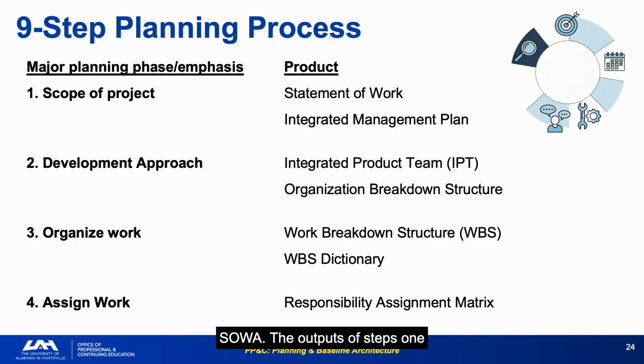The outputs of steps 1 to 4, SOW, Integrated Management Plan, IPTs, OBS, WBS, WBS Dictionary, and RAM, are the foundation that everything else builds on. Flaws here cascade into every downstream product. Step 1 errors are the costliest. Missing scope in the SOW means missing cost accounts, missing schedule activities, and ultimately an overrun that everyone will call unexpected, but that was actually predictable from day one.